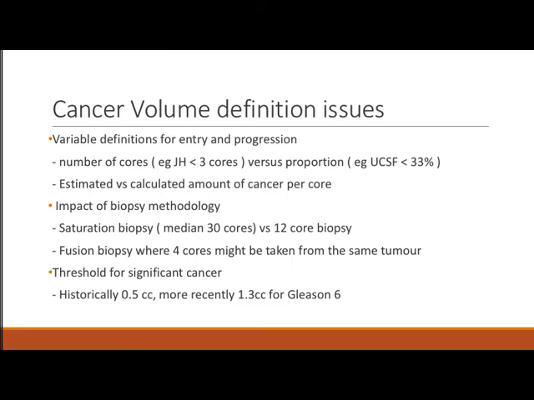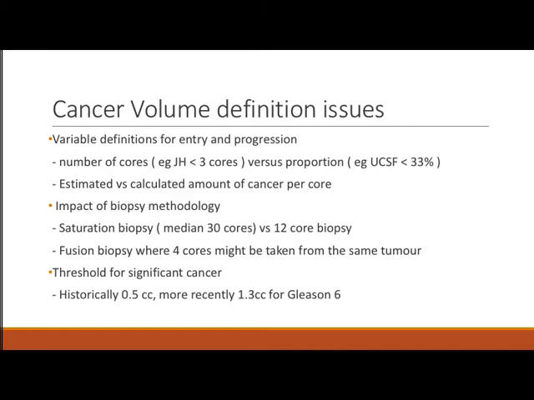And then volume definition issues, as I said, different places use different definitions of what is a volume that's too high to watch. Johns Hopkins: 3 or more cores. UCSF: a third of the cores involved. There are different ways of calculating the amount of cancer in the core: linear length versus volume of the core involved. Sometimes saturation biopsies take up to 30 cores. So if you get 5 cores out of 30, is that more significant than 2 out of 12? Hard to say.